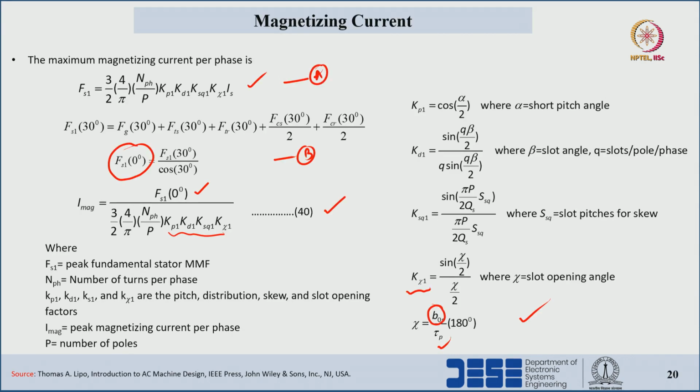So, with this I am concluding this lecture. In this lecture we have discussed the equations to find the MMF drops at the various parts of the machine. Based upon the MMF drops, we have discussed how to calculate the magnetizing current. Thank you.